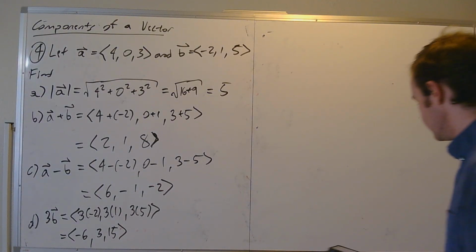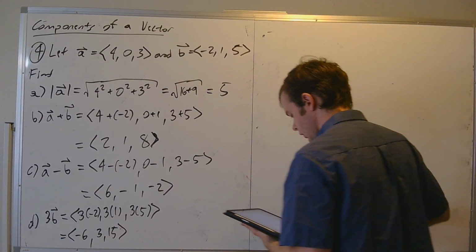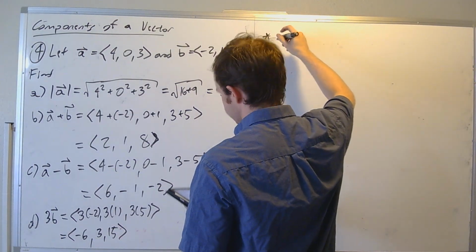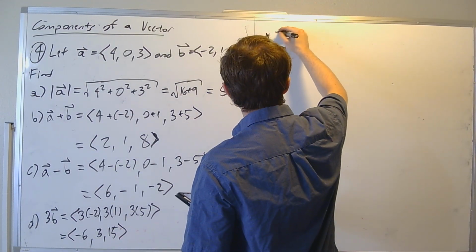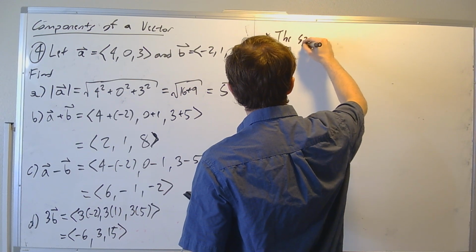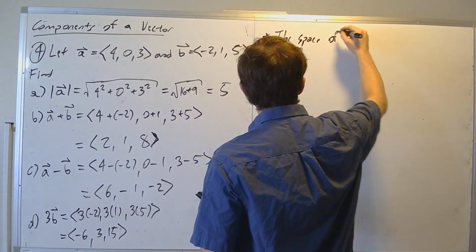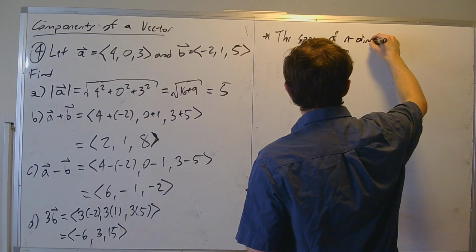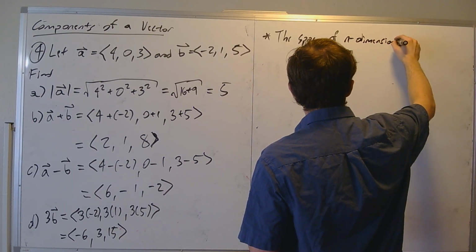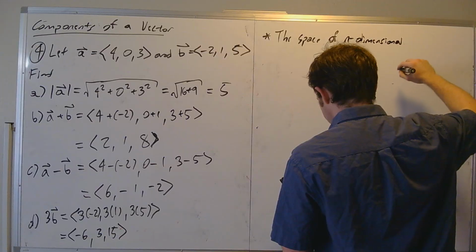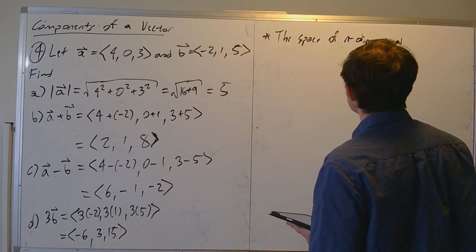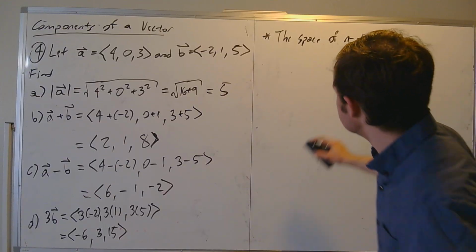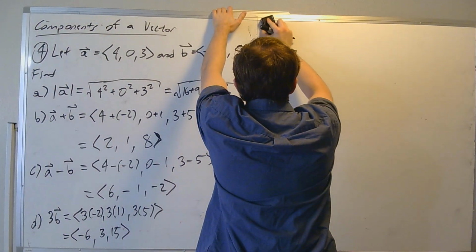Okay, so here also the space of n dimensional vectors, or sorry, oh shoot. Okay, I meant to write down part E. I skipped that. Let me write that down before we talk about that.